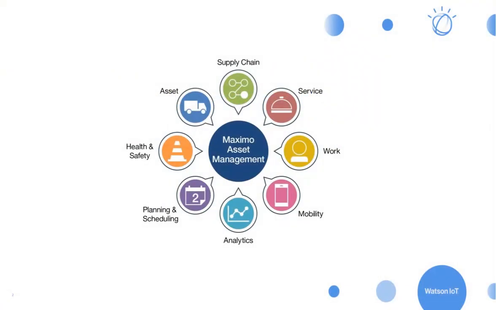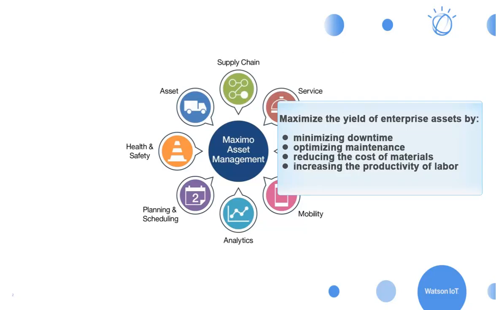You've probably seen this diagram before, depicting the high-level capabilities of Maximo Asset Management. Each functional area here is supported by a number of applications in Maximo, enabling the capture and management of key data associated with asset performance management. The overriding goals are to maximize the yield of enterprise assets by minimizing downtime, optimizing maintenance, reducing the cost of materials, and increasing the productivity of labor.